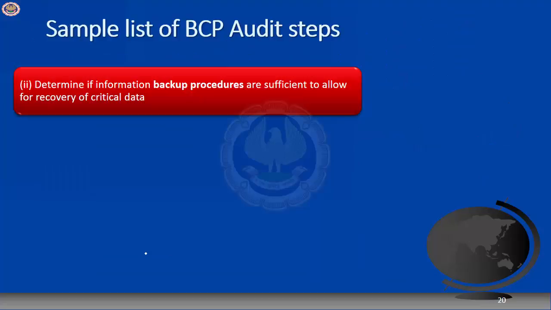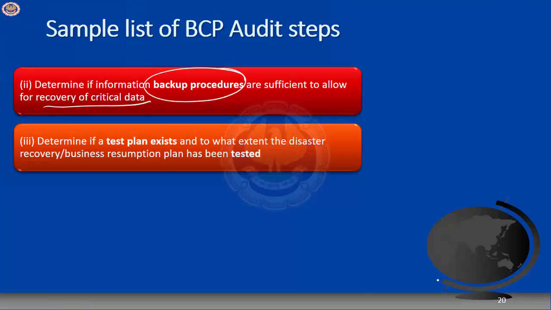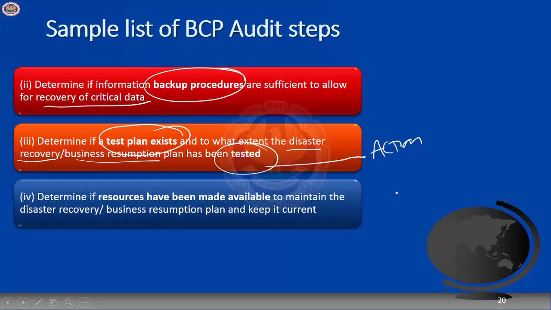Now let's look at some more sample BCP audit steps. You determine whether the information pertaining to the backup procedures is sufficient to allow for recovery of the critical data. Then you also look at the test plan, because you know that in BCP testing is very important. You check whether the test has been properly done as per a proper plan, and what are the different types of scenarios which have been envisaged, and whether these scenarios have been tested. What is the result of the test, and what is the action which has been taken based on the testing.